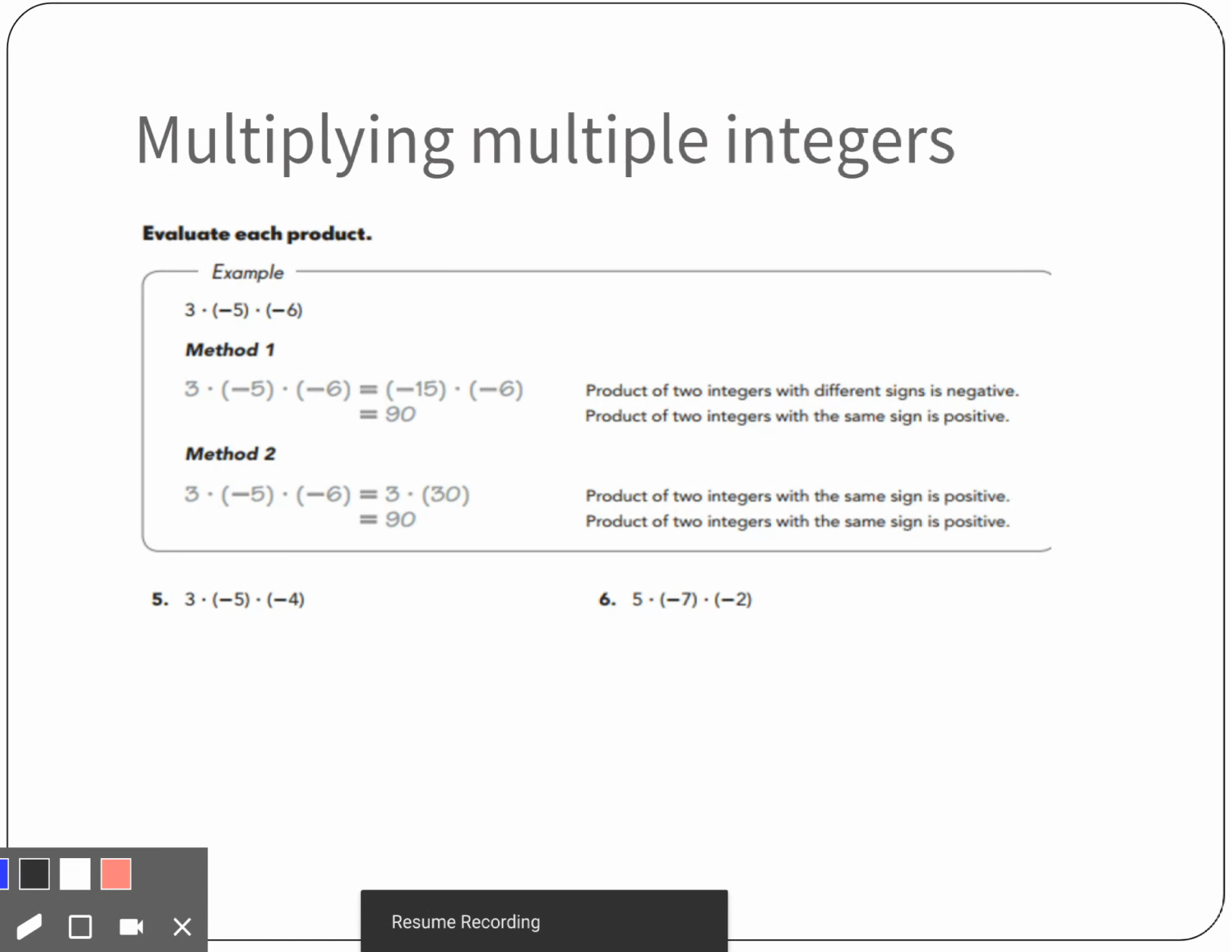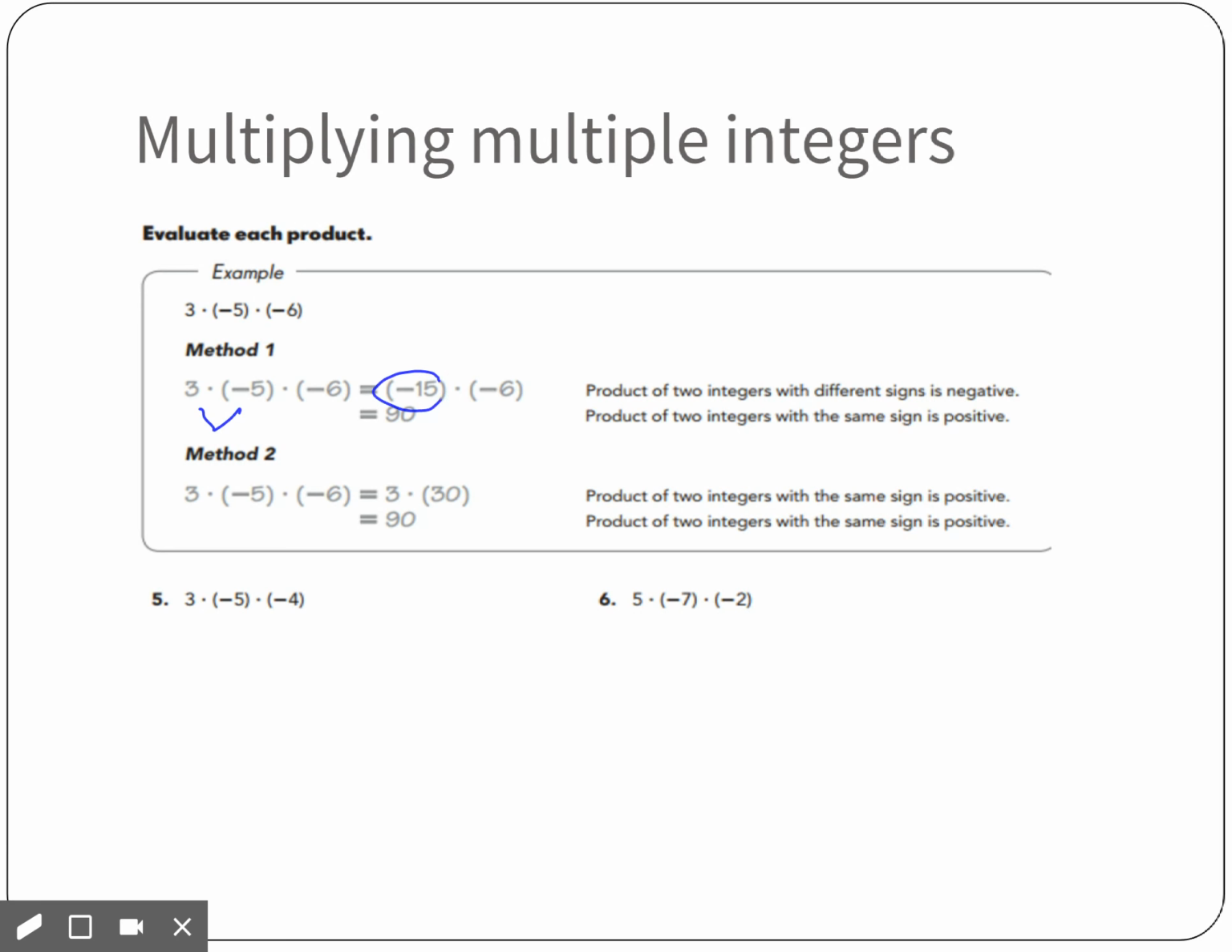When we're dealing with multiplying multiple integers, we're just going to go 2 at a time. So we're going to use the information we just learned, that a negative times a positive is a negative. And then anytime we have 2 positives or 2 negatives, it's going to be positive. First, I would do here 3 times negative 5, which is where they get negative 15. And then they did negative 15 times negative 6. 2 negatives equals a positive, which is where they got this 90 here.